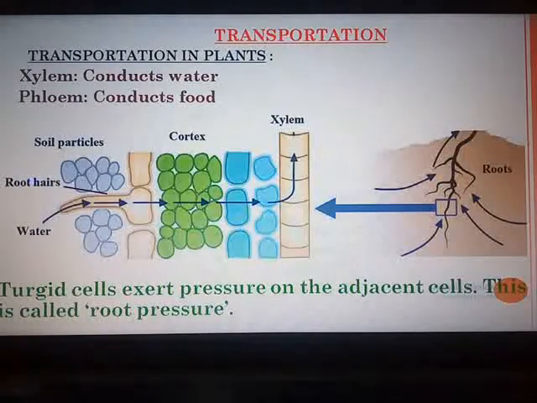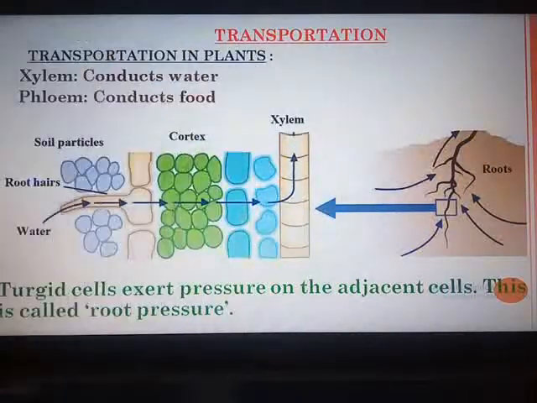You know that water and food are the ingredients which are required by all the living organisms including plants. So xylem conducts the water, whereas phloem conducts the food, and all the parts of the plant are connected with the help of these conducting tissues. Now we will go into a little deeper manner to see how transportation occurs in plants. First we will see absorption with the help of roots.